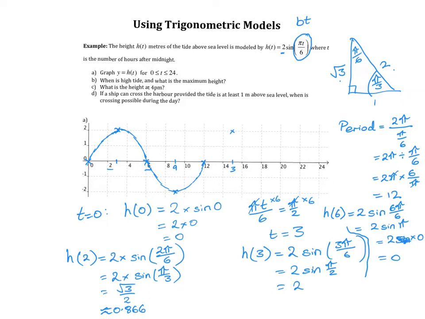Oh, sorry, what did I write? 3 there. That should be a 15, shouldn't it? Because it's like 12 plus 3. Then 3 units after that, we should hit 0. Then 3 units after that at 21, we should hit the minimum. Then 3 units after that at 24, we should hit 0 again.